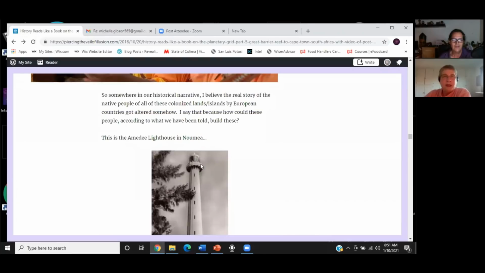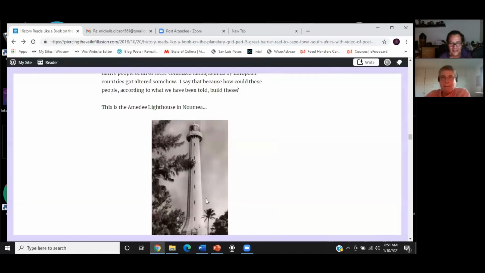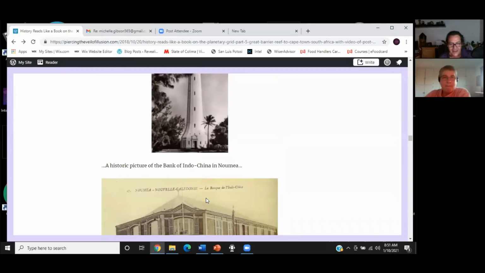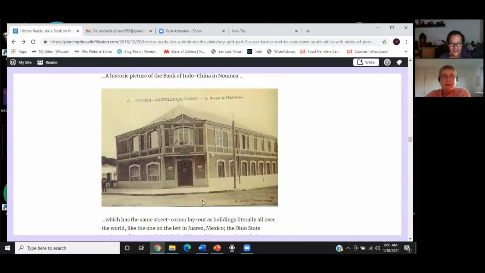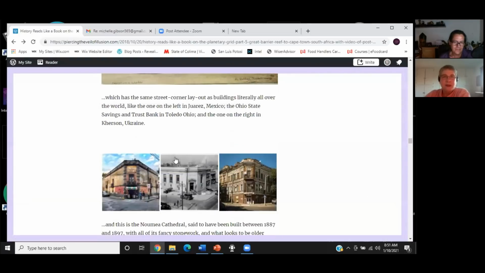And this lighthouse in Noumea is beautiful. Again, they're going to tell us it was built by some European guy, some white dude who rocked up in a boat with no tools. And then the historic bank in Indochina, and again, I find this kind of layout all over, where I call them street corner architecture. And so these are some examples.